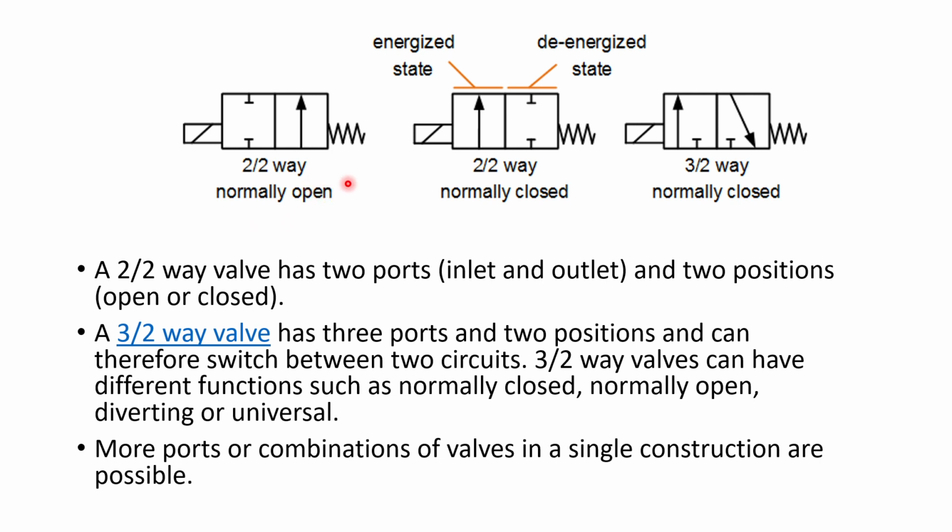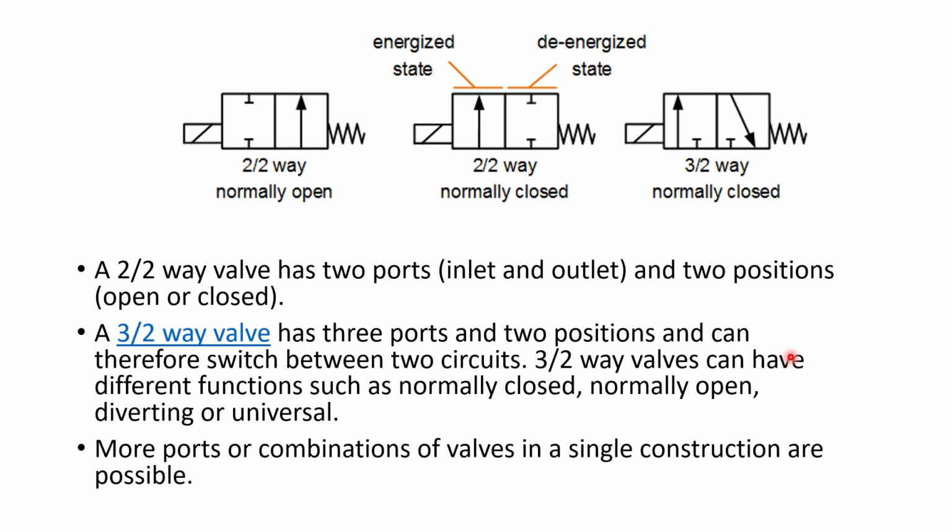The left hand side shows the normally open valve. It means that when it is energized, the valve will close. This is the normally closed valve. In the energized state, you see what is happening: the air will pass through it, and in the de-energized state, when this moves to this side, the air will stop.